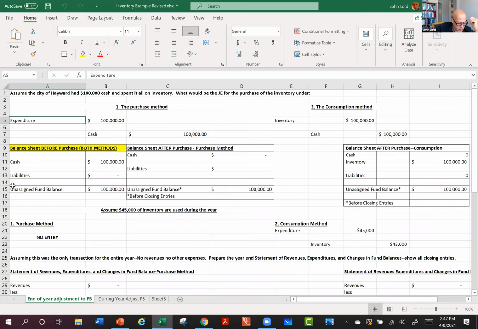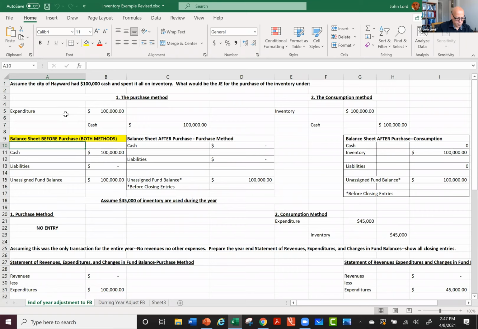I'll show you the balance sheet under both methods. And guys, I'm getting in a bad habit of looking at my monitor screen rather than my actual screen. In fact, what I should probably do is just put this back on laptop mode. Okay, it's probably a little easier. So forgive me, I'm not going to be looking at you. I'm going to be looking down here.